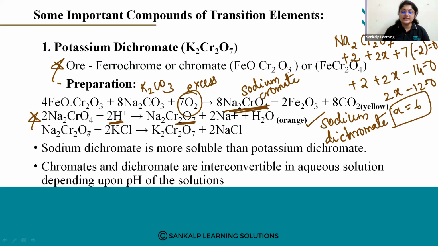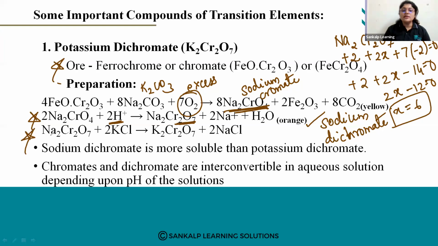Now the next step is what? The solution obtained in the second step is concentrated to get crystals. The solution of sodium dichromate is concentrated. It is continuously heated. And what is happening? It has been converted into crystals of sodium dichromate. Thus the crystals of sodium dichromate are obtained.